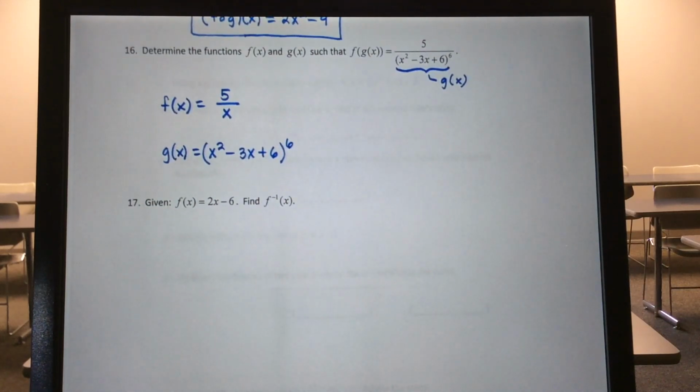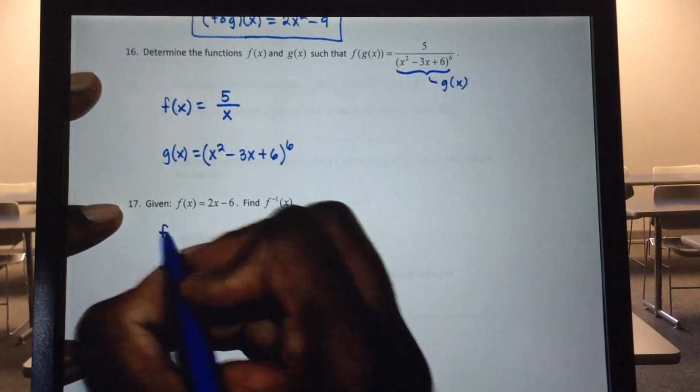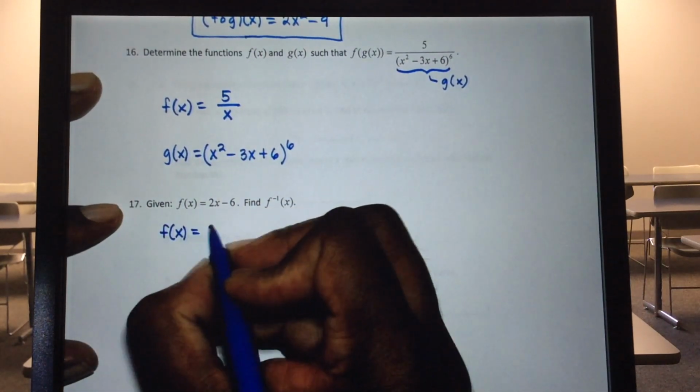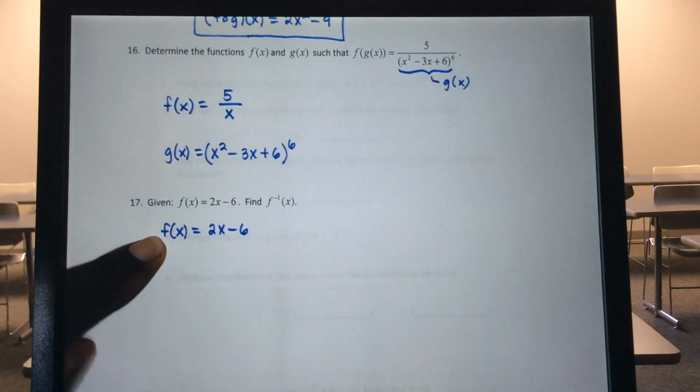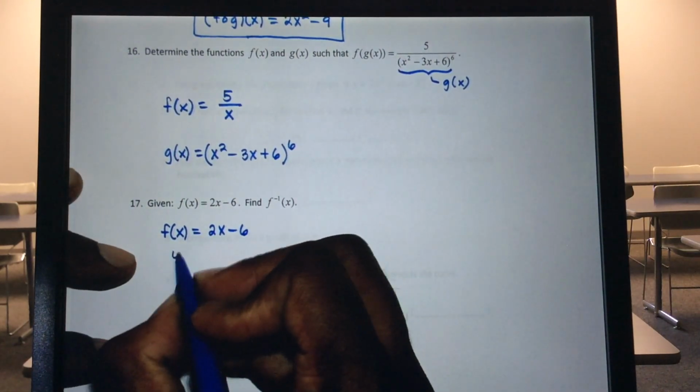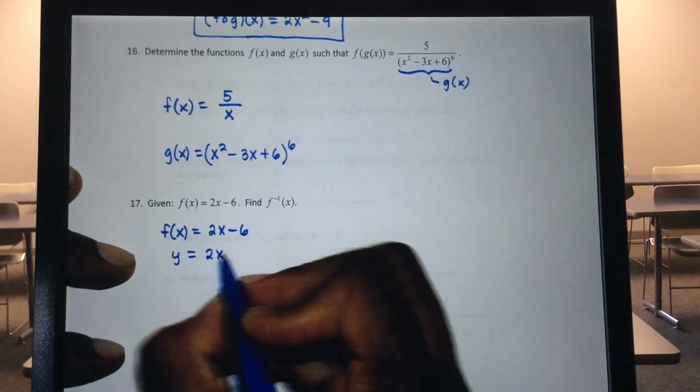Here we're going to be finding the inverse of the given function f of x. f of x is equal to 2x minus 6. And we want f inverse of x. So that 4-step procedure starts off like this. I'm going to rewrite the function. First of all, I'm going to replace f of x with y. So it'll be y is equal to 2x minus 6.